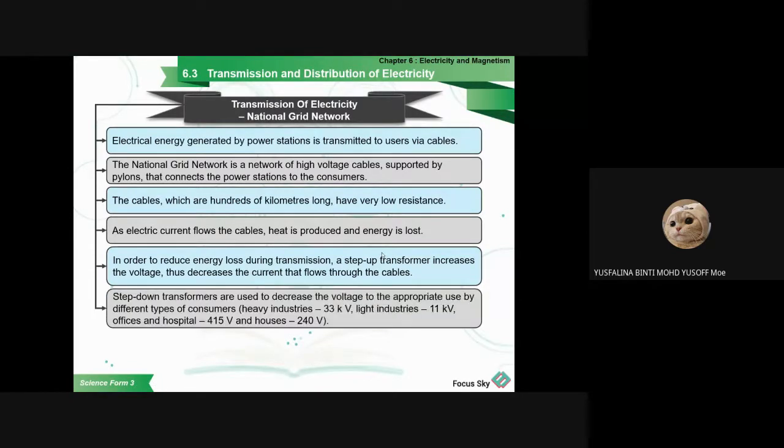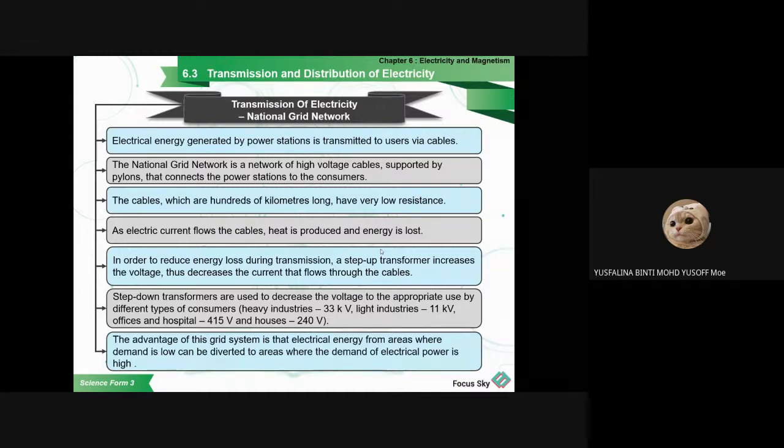Then the step down transformers are used to decrease the voltage to the appropriate level for different types of consumer. This is the example: heavy industry 33 kilovolt, light industry 11 kilovolt, office and hospital 450 volt, and house 240 volt. The only time they use the step up transformer is from the power plant to the national grid network. Other than that, they only use step down transformers.